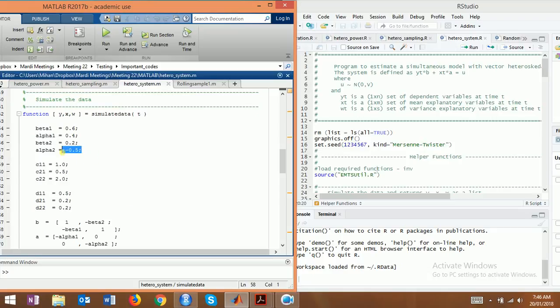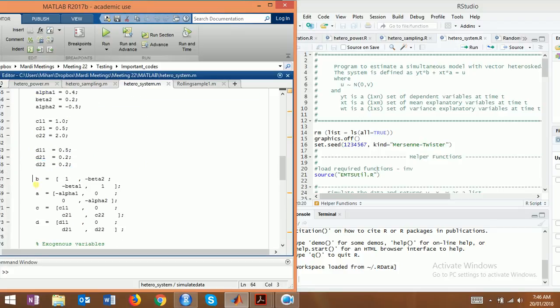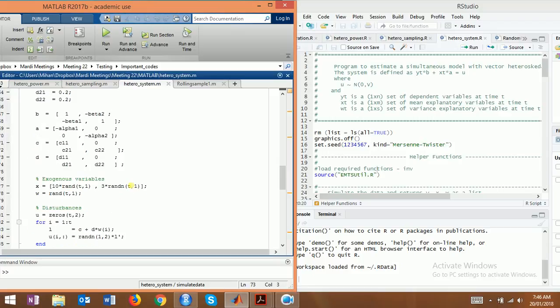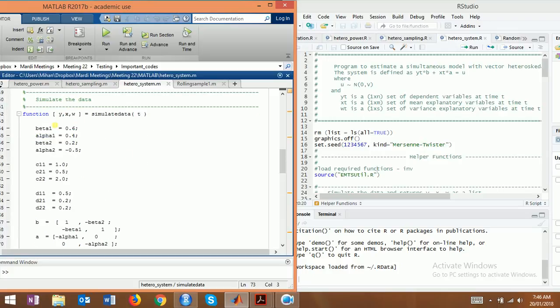So first matrix is given to us, beta 1 alpha 1 beta 2 alpha 2. I always tell you to remember the sequence, the index for words, and C11 C21 C22 D11 D21 D22, and then B is equal to 1. We construct the matrix for 1 alpha 2 D. Then exogenous variable I'm going to simulate. So I'm going to run this function called simulate function here.